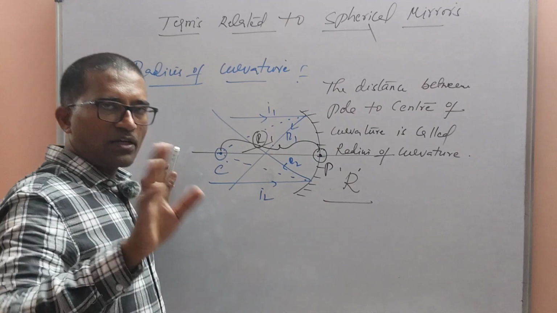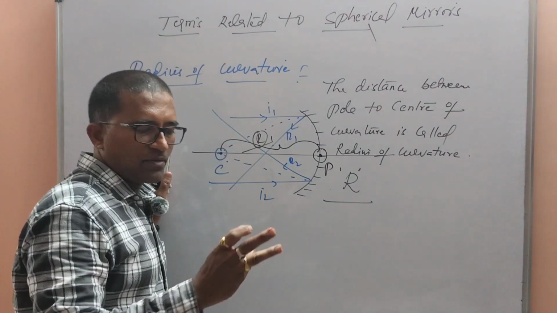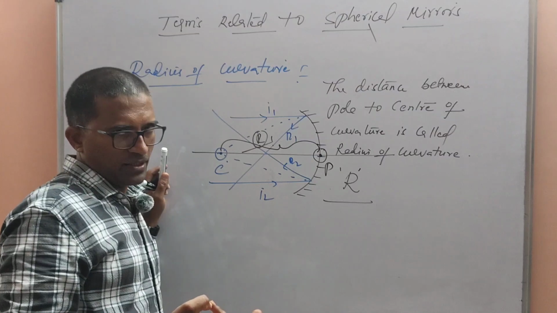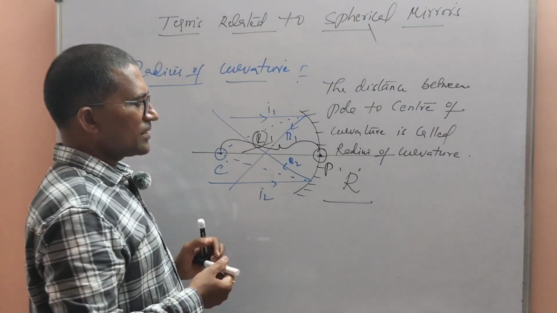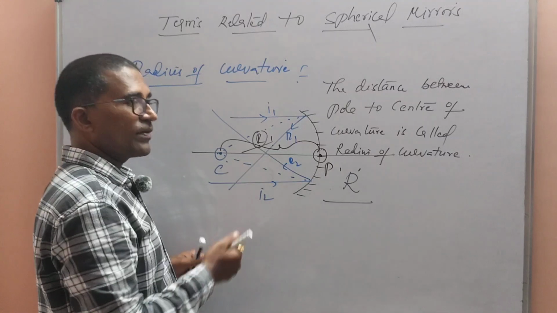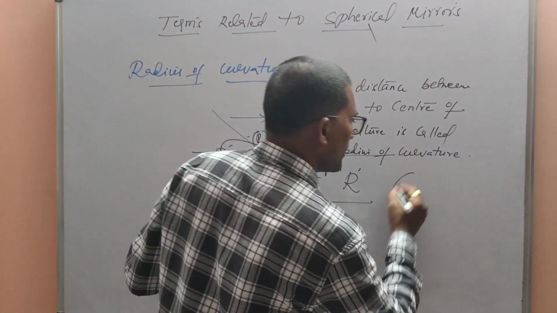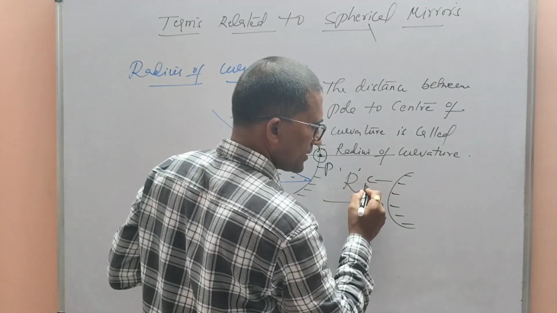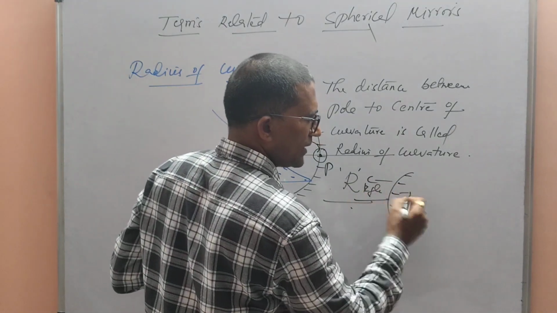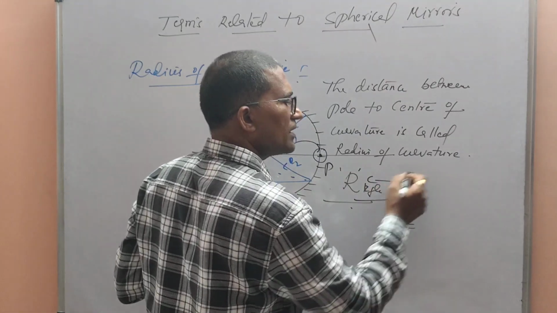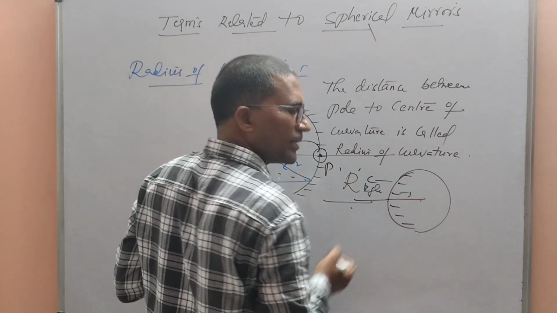You won't find a radius of curvature for a plane mirror. Radius of curvature is present only for a concave mirror and a convex mirror. For a concave mirror, the radius of curvature is in front of the mirror. For a convex mirror, it is inside, within the mirror. Now, this is the reflecting surface. So for a convex mirror, the radius of curvature is within the mirror, and the center of curvature is in the mirror.